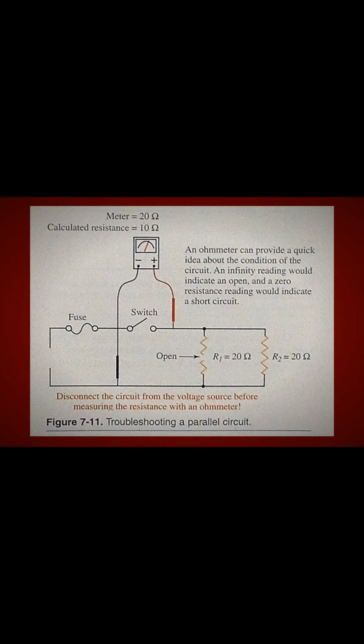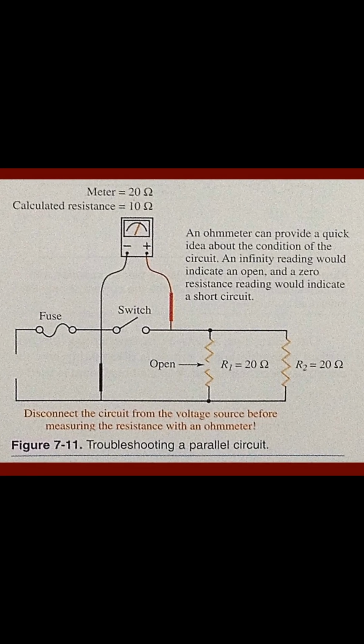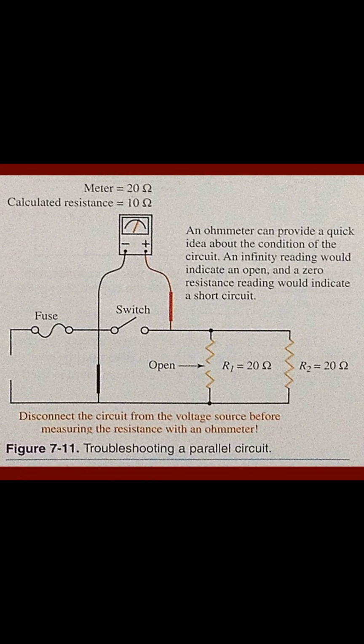One method of finding a problem is by comparing a total resistance reading taken with an ohm meter to the calculated total resistance value. Looking at figure 7-11, we can see that the total resistance value of the ohm meter is 20 ohms. The calculated resistance value is 10 ohms, or 20 ohms divided by 2. Using a little deduction, we can determine that one of the resistors is open.